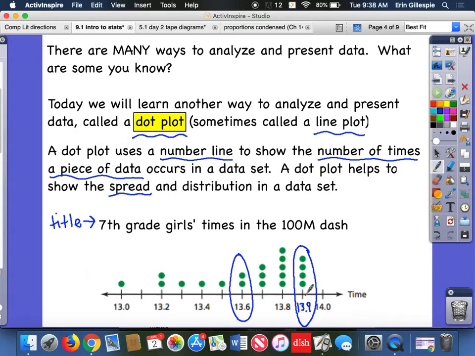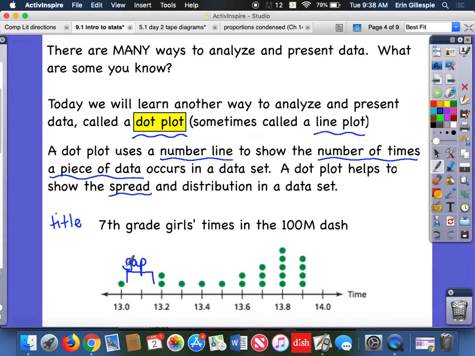I'm going to erase that for a minute here so we can see the dot plot with all my drawings on there. Okay. So there's some different features of dot plots that we want to talk about here. You can have gaps, which means that there's parts of the dot plot where there is no data. So we have a tiny little gap here. No one has a time of 13.1.